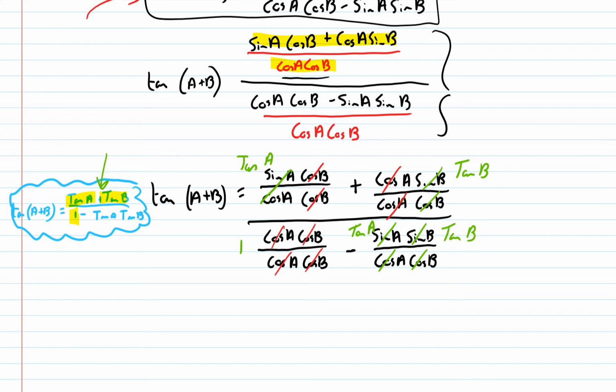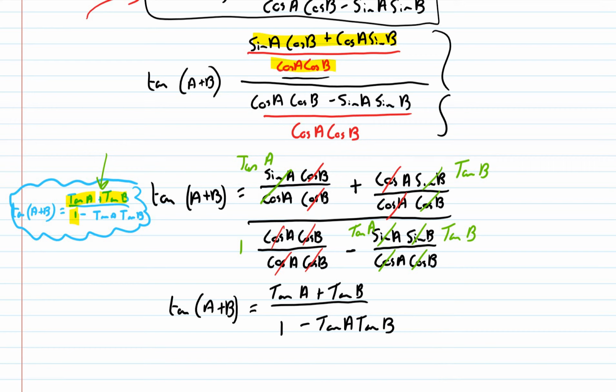So if I was to rewrite that, it would be tan(A + B) equals, and now what I have in green, tan A plus tan B all over 1 minus tan A tan B. Okay, so I can say therefore tan(A + B) equals tan A plus tan B over 1 minus tan A tan B. Okay, and that's it. That's it done with. Okay, thanks.